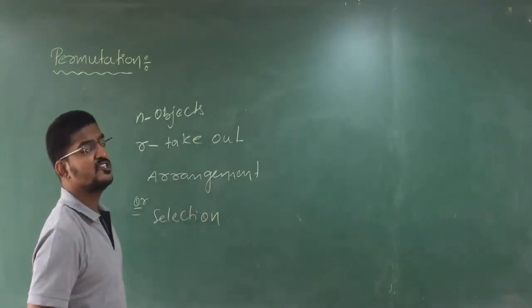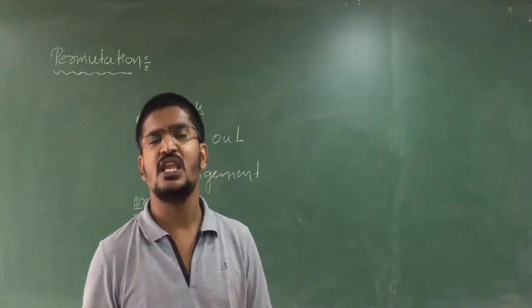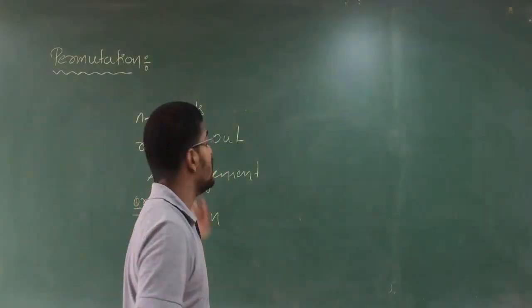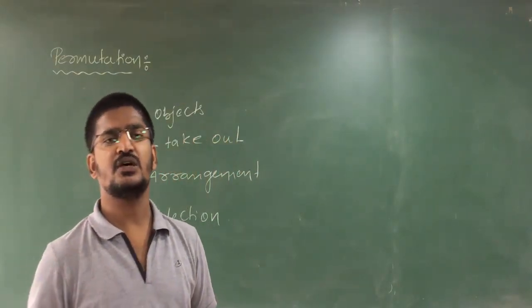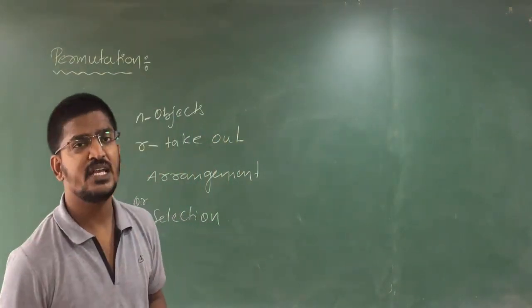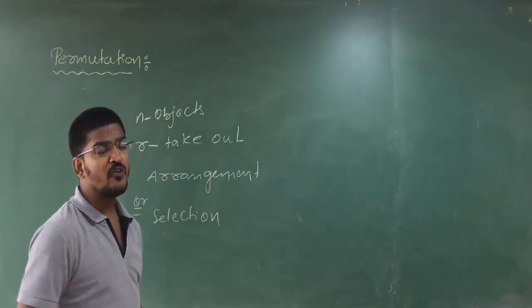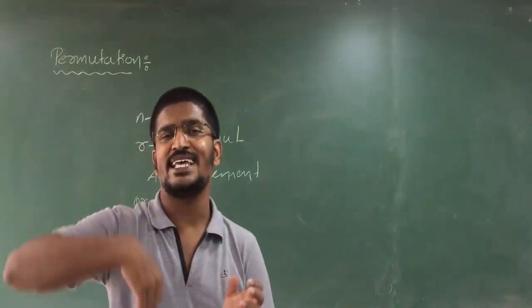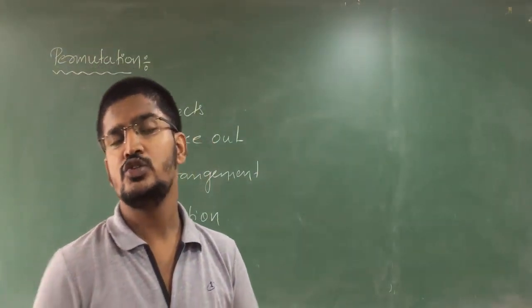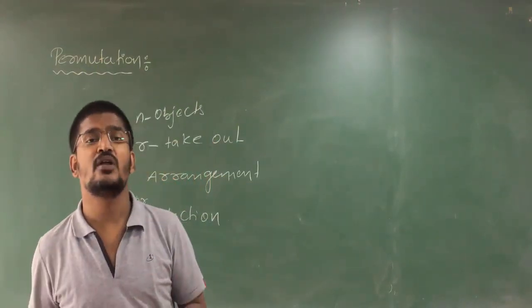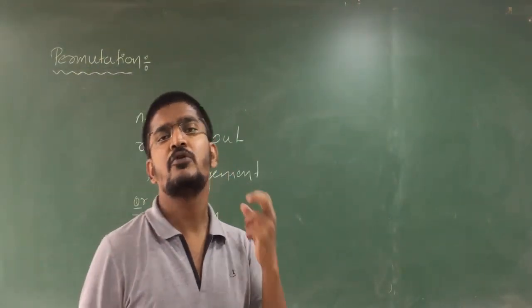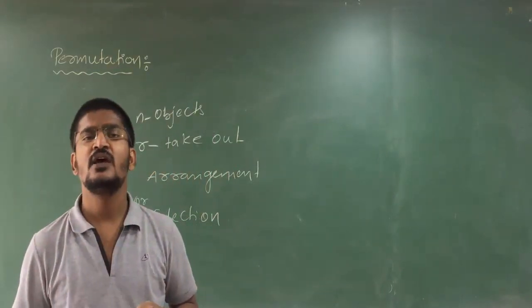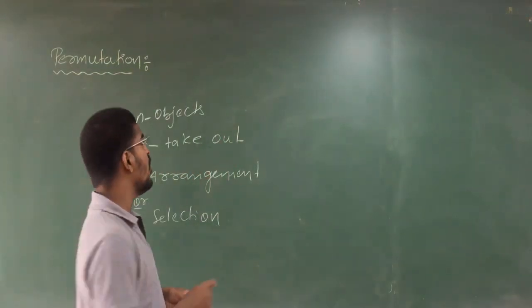Clear? Arrangement or selection. Selection means from this n objects you should select R number of objects. Are you clear? So from that you can say that out of n objects you should select R, or you should arrange R number of elements. That type of process is called permutation. Are you clear, students?